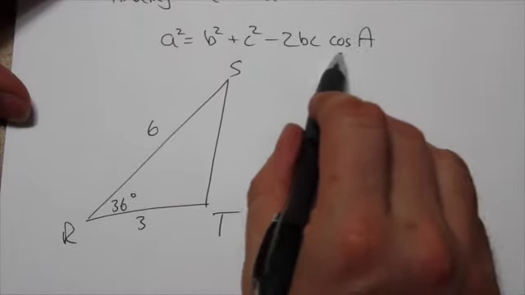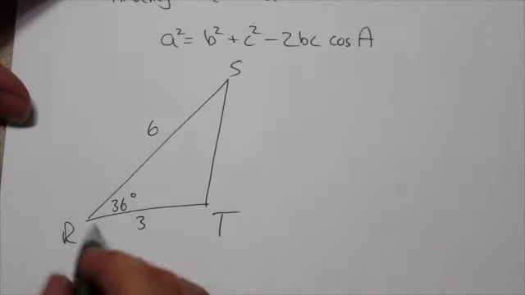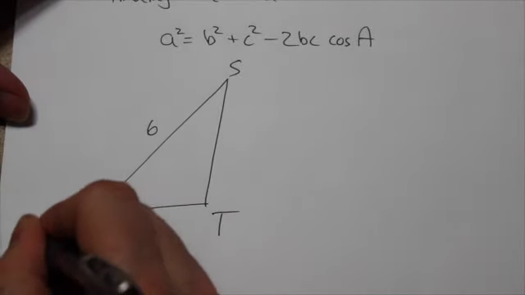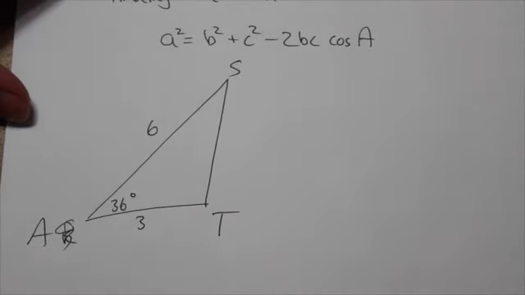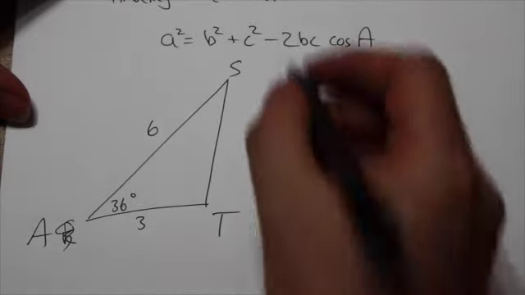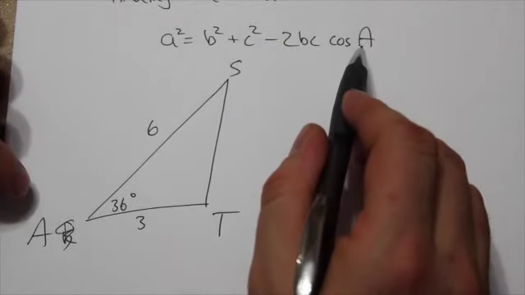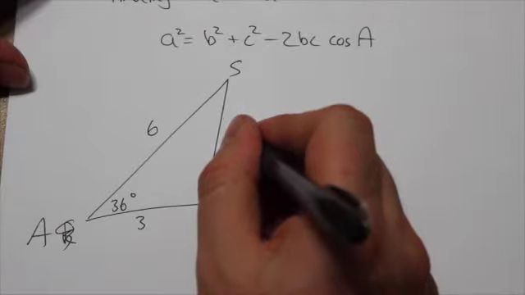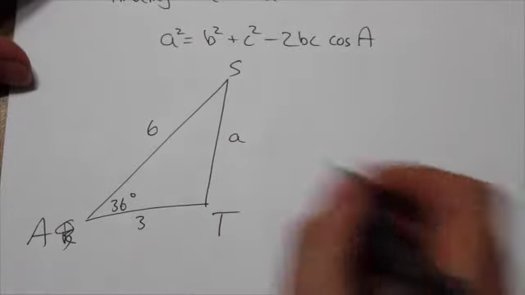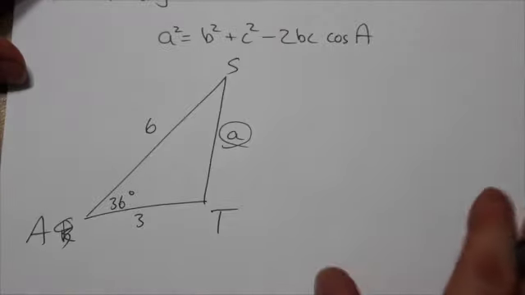Notice that in my equation I'm using the cosine of angle A. So the angle that I'm given here, maybe what we do is we call that A. And to be honest with you, beyond that, it doesn't really matter. Once you've got that angle labeled, I know that this far side here will be a, and that will be the side that I'm looking for.